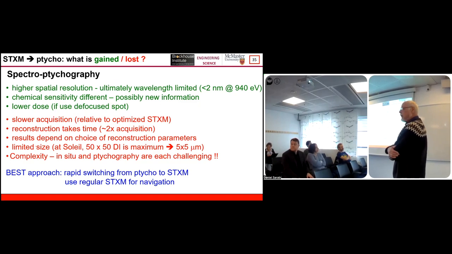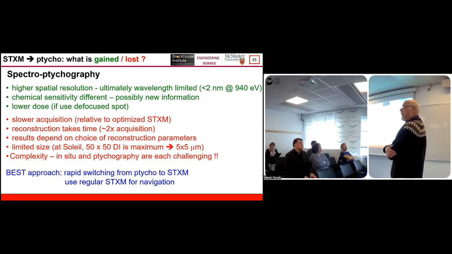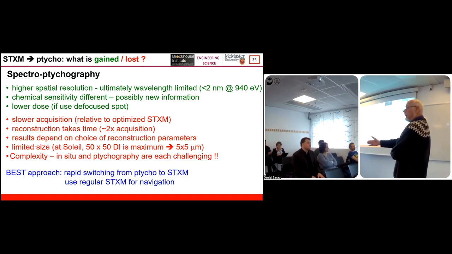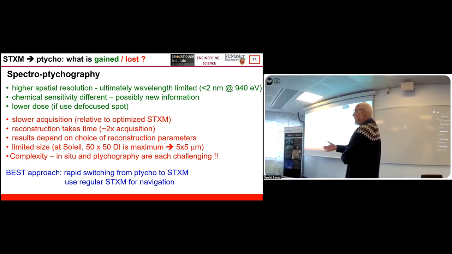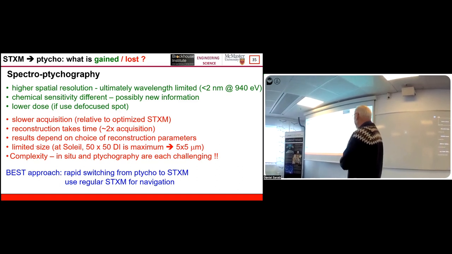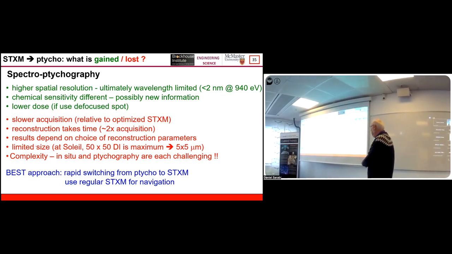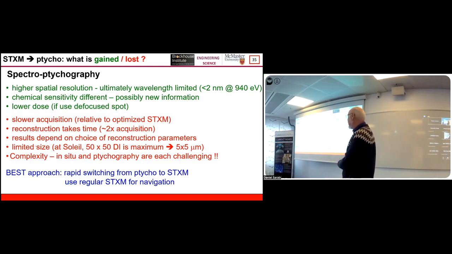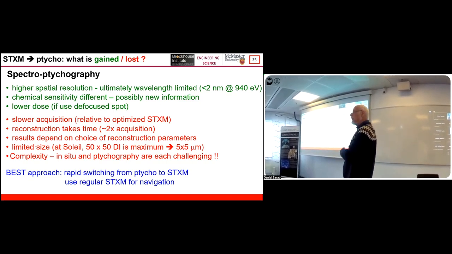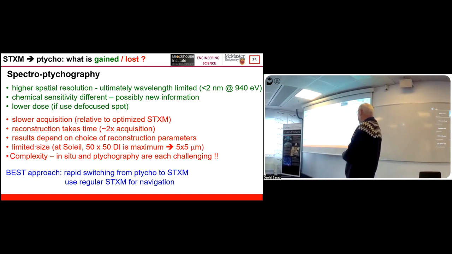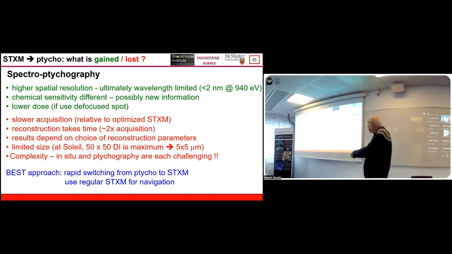And there are efforts at the ALS to look at reconstructions, to automate the whole analysis process so that while you're measuring, you're looking at real space data, not at the diffraction patterns. Yeah, and so really making an efficient system so that you can rapidly switch from STXM for navigation and preliminary work to high resolution studies with ptychography is really the goal. And many people at different facilities are working towards it.